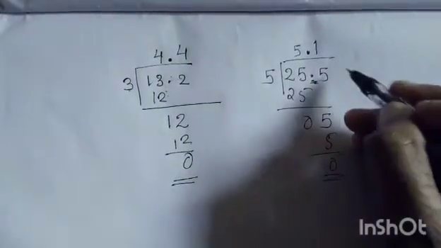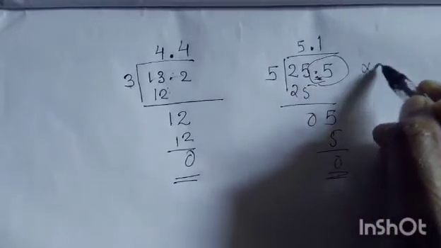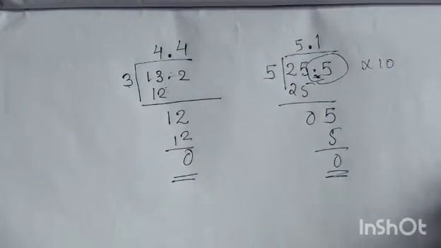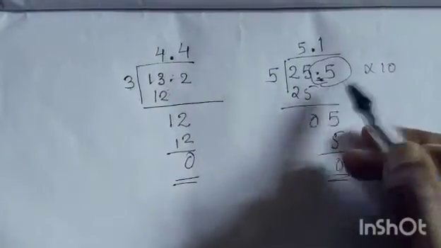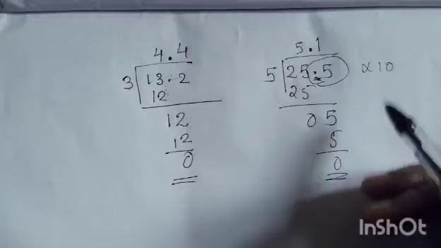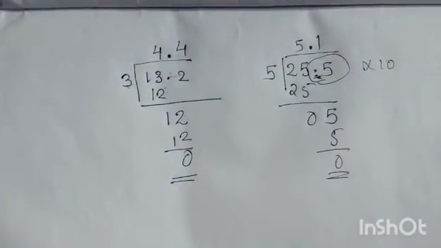In our earlier method, we counted the number of decimal places and multiplied by 10, 100, and so on. But here we do not need to multiply by 10 or powers of 10. We can directly divide the two numbers.